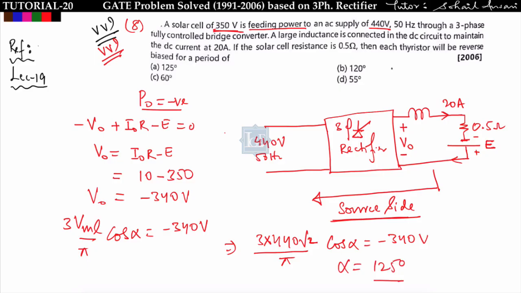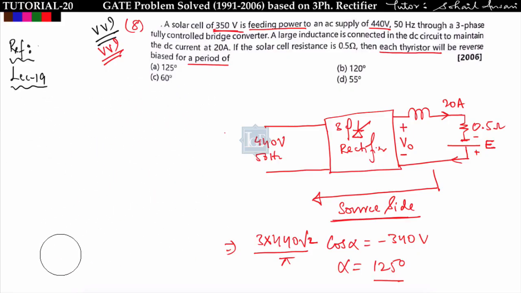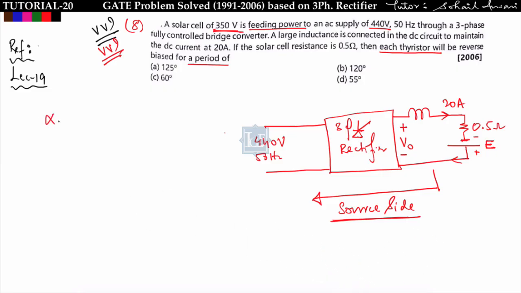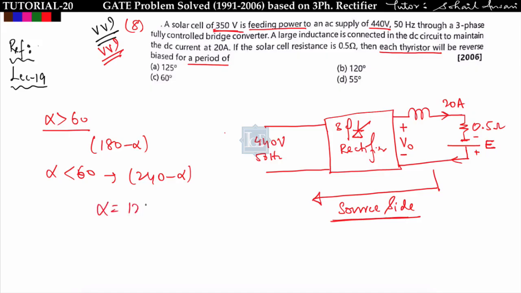Now what is the question saying? Each thyristor will be reverse biased for a period of what? I have given you the concept in lecture number 19: each thyristor will be reverse biased for 180 minus alpha when alpha is greater than 60, and for 240 minus alpha when alpha is less than 60. Here alpha is 125 degree, which is greater than 60 degree. So what will be the answer? Each thyristor will be reverse biased for 180 minus 125, that is 55 degree. Go through lecture number 19 and you will understand. So option D is correct.